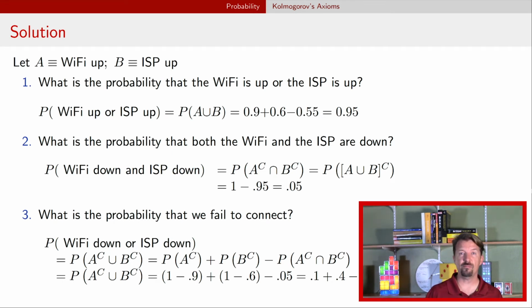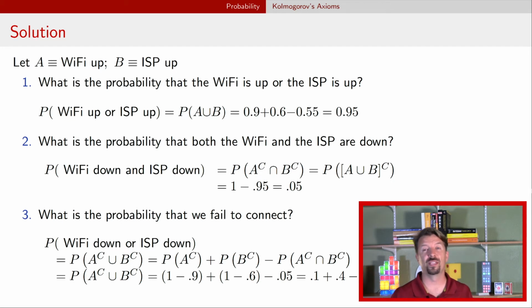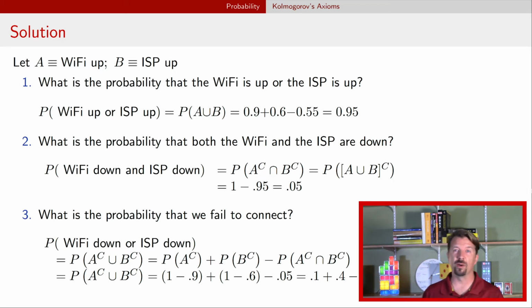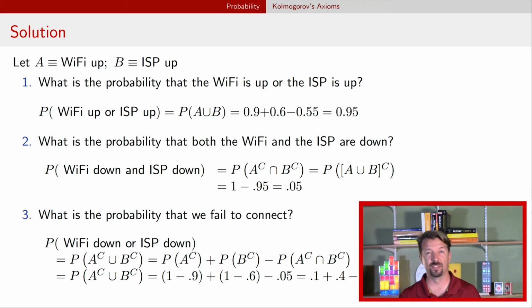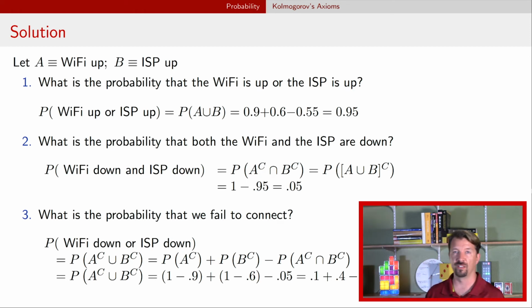We already knew the probability that they were both up, and so 1 minus that is going to be the probability that at least one of them is down, and therefore we will fail to connect. Alright, so that's an example of using these Kolmogorov's axioms and their consequences and rules from set theory, De Morgan's laws, and so forth to calculate relevant probabilities.